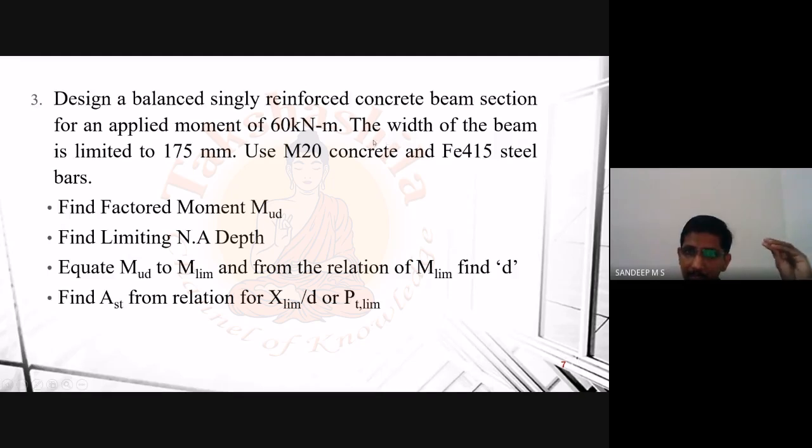Then let's see what all things are given in this problem. In the next statement, they have given that the width of the beam is limited to 175 millimeter. Due to some restrictions, we are supposed to limit the b value, or the width of the beam, to 175 millimeters. Okay, so that is given in the question. Then we are supposed to use M20 concrete and Fe415 steel.